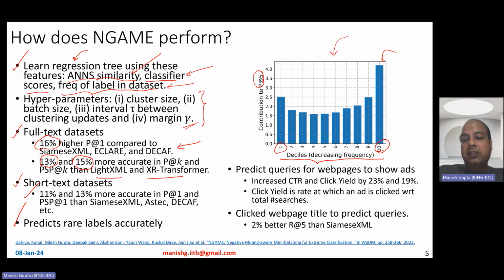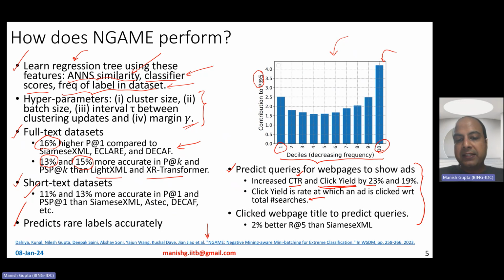Okay. Now on Bing, folks actually used NGAME for two interesting tasks. The first was predicting queries for web pages to show ads. On that task, it was observed that NGAME increased CTR and click yield by very large amounts. CTR is click-through rate, the probability that somebody would click on an ad if you show that ad. And click yield is the rate at which an ad is clicked with respect to the total number of searches. So for CTR, the denominator is the total number of impressions of the ad, while for click yield, the denominator is the total number of searches rather than impressions of the ad.